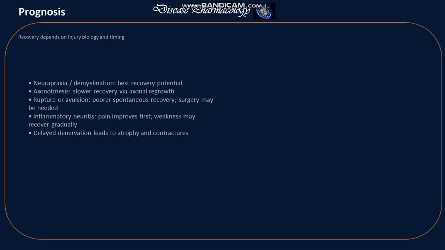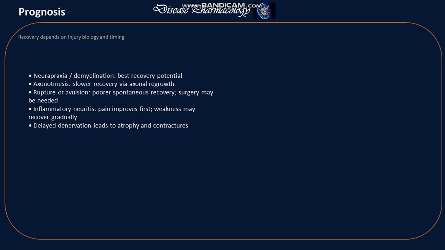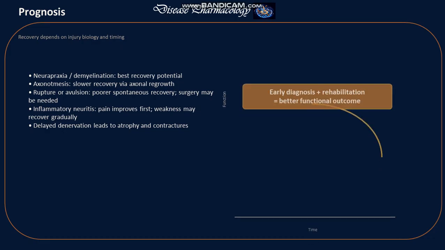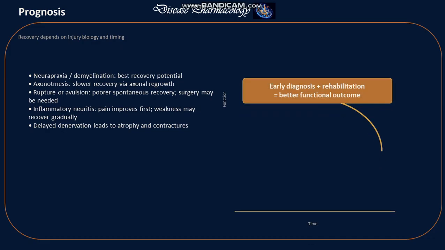Prognosis involves neuropraxia, axonotmesis, rupture or avulsion, inflammatory neuritis, and delayed degeneration that leads to atrophy and contractures. Early diagnosis plus rehabilitation equals better functional outcome, and that needs time. That is very important.